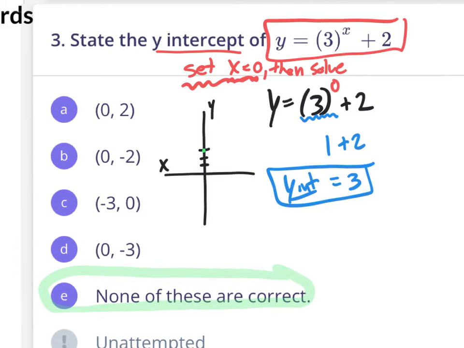Let's move on to question 4 on the quiz. By the way, when I say question 4, it might not be question 4 when you take the quiz, or when you took the quiz, because it automatically scrambles up all the questions.